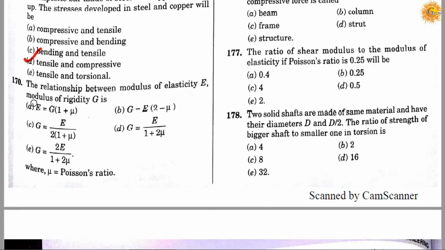Question number 170. The relationship between modulus of elasticity capital E and modulus of rigidity capital G is option A, E is equal to G into 1 plus mu. Option B, G is equal to E in the small bracket 2 minus mu. Option C, G is equal to E divided by 2 into 1 plus mu, and option D, G is equal to E divided by 1 plus 2 mu, and option E is G is equal to 2E divided by 1 plus 2 mu, where the mu is a Poisson's ratio. So correct answer is C. It will be G equal to E divided by 2 in the small bracket 1 plus mu.